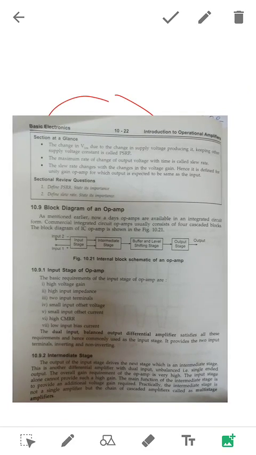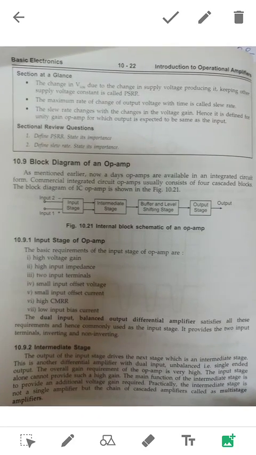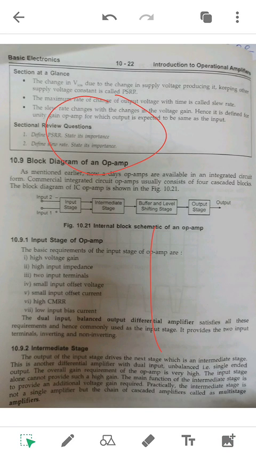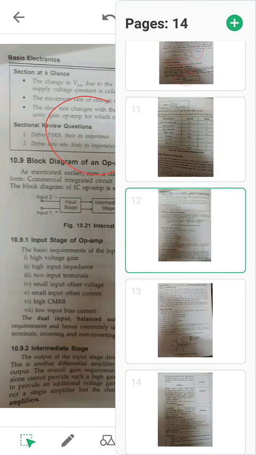Practically, the intermediate stage is not a single amplifier but a chain or cascade of amplifiers, called a multi-stage amplifier. A single intermediate amplifier is not sufficient. For that we have to connect multiple amplifiers, so it is called multiple amplifiers. Here you can see it in the intermediate stage.